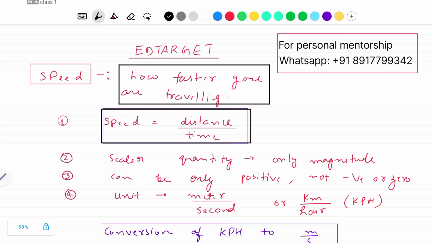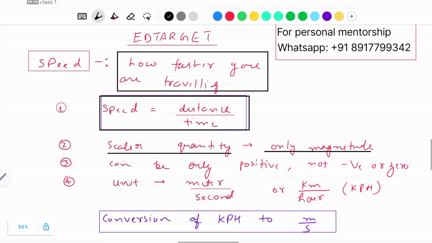Now students, speed is a scalar quantity. It means it has only magnitude, it has no direction. One more thing, if any quantity is scalar, it means it can only be positive. It cannot be negative or zero. So all the time you will see the value of speed, those values will always be positive. They will never be negative or zero.